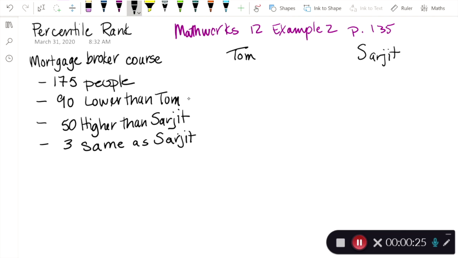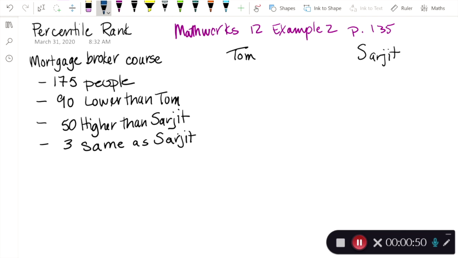Here's Tom. 90 people scored lower than Tom in the mortgage broker course. Then we have Sarjeet. 50 people scored higher than Sarjeet. 3 people scored the same. And we're expected to find the percentile ranking for Tom's score and the percentile ranking for Sarjeet's score. So let's start with Tom because that's the easiest.